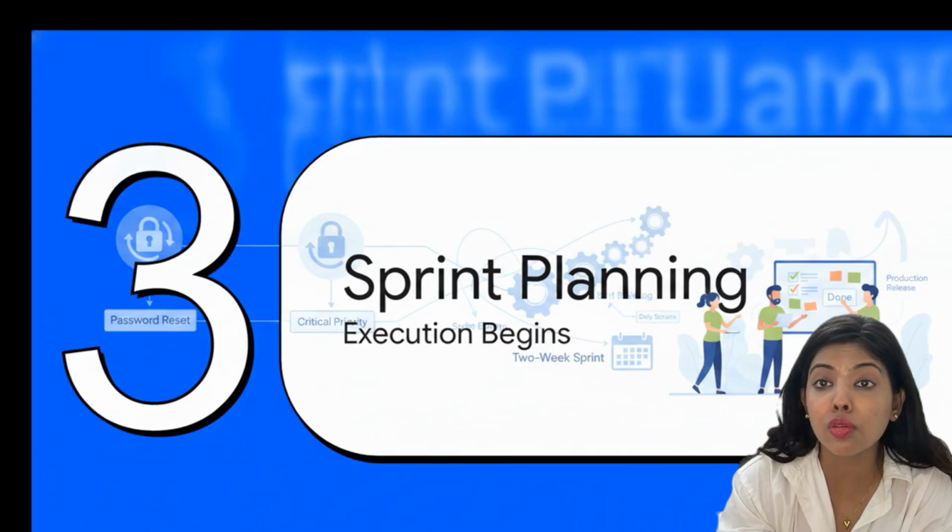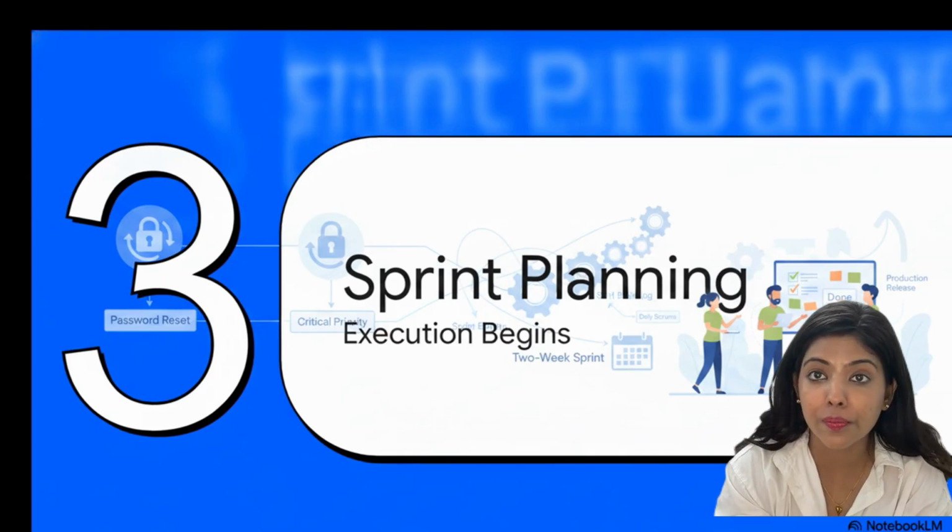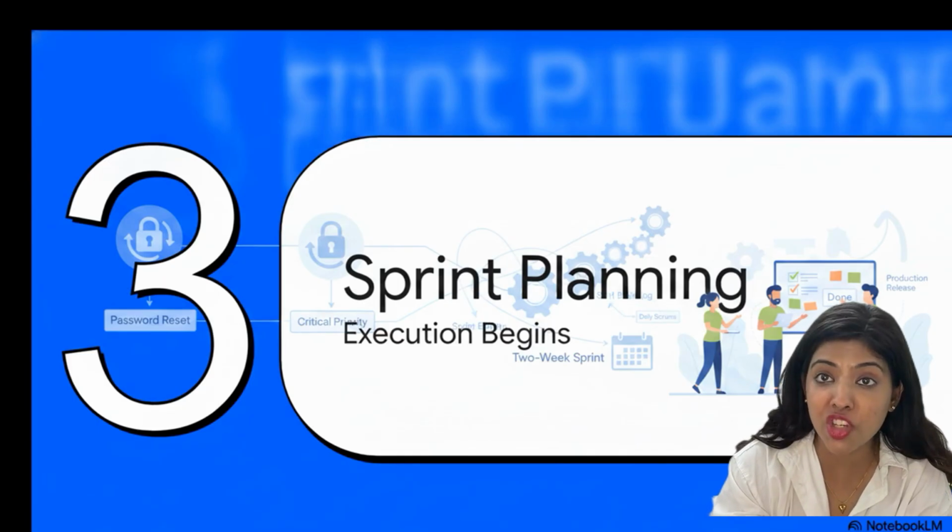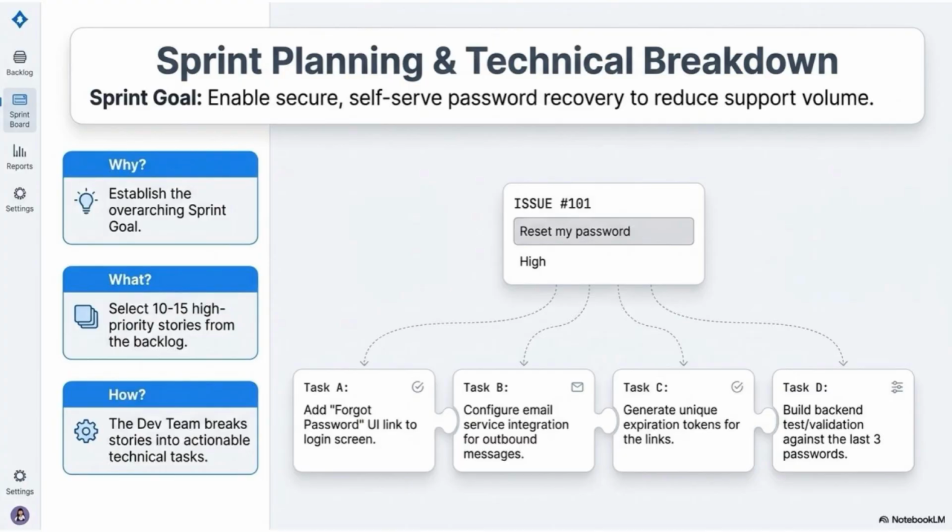All right, to section 3, sprint planning and execution. Now we move from preparation to execution. The team is mapping out their 2-week game plan. So if a password reset is a critical priority, it becomes a prime candidate for the upcoming sprint. During the sprint planning, the team has to answer 3 vital questions.